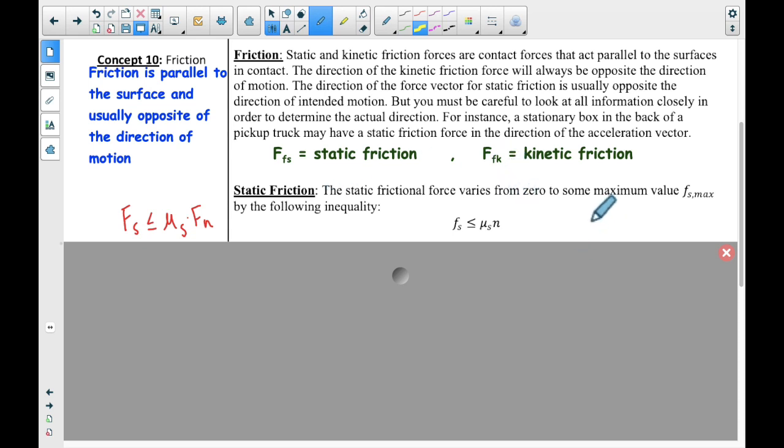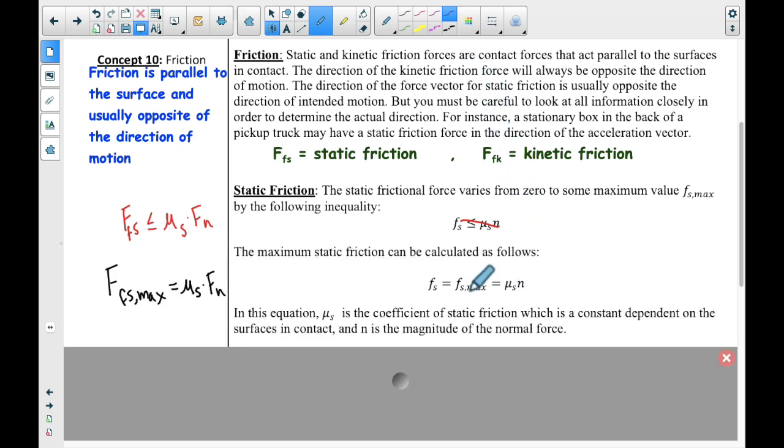So static frictional force varies from 0 to some maximum value by this inequality. Maybe instead of using that one, let's write it this way. Because we use our capital F for the applied force, we use the capital F and then lowercase s for static. And then this letter is the mu, the Greek letter for m, and it's just what we use for the coefficient of friction. I don't know why we use the mu, it's just what we do. And then this is the normal force. So whatever the normal force is, we take the normal force times the coefficient of friction, and that gives us the total amount of friction involved.